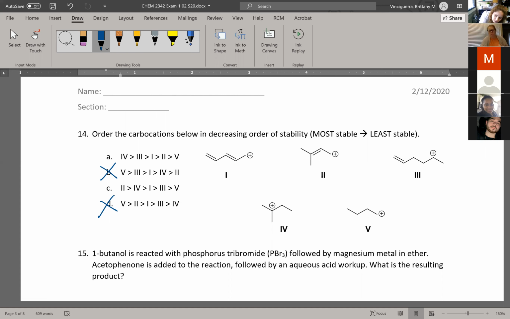But one of the trickier ones is that most people don't recognize that 2 has a resonance form, where you can put the double bond over here and the carbocation here. Sorry, that is a poor drawing. That is what makes 2 the highest option. The other thing that can be really helpful here is recognizing that even though there's a double bond here, the carbocation can never be in conjugation with it.